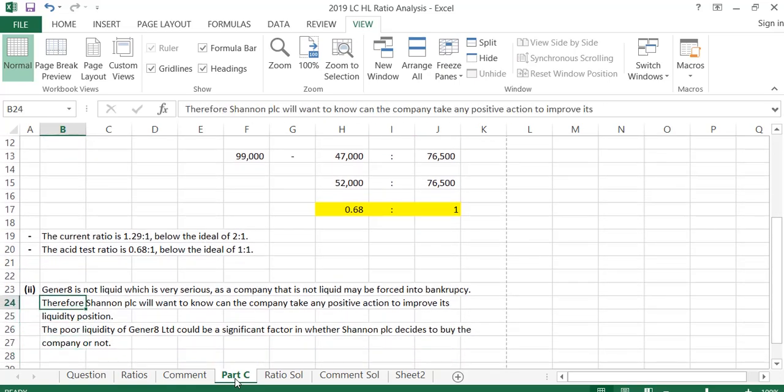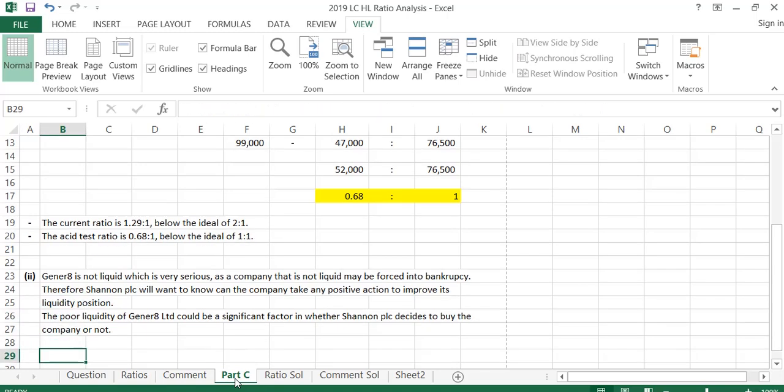So Ceret is not liquid, which is very serious, as a company that is not liquid may be forced into bankruptcy. Therefore, Shannon plc will want to know, can the company take any positive action to improve its liquidity position? The poor liquidity of Ceret could be a significant factor in whether Shannon plc buys the company or not. So as the current ratio and acid test ratio are below the ideal, the company will be very sceptical about acquiring Ceret, as they have liquidity problems. That is the end of the 2019 ratios question.